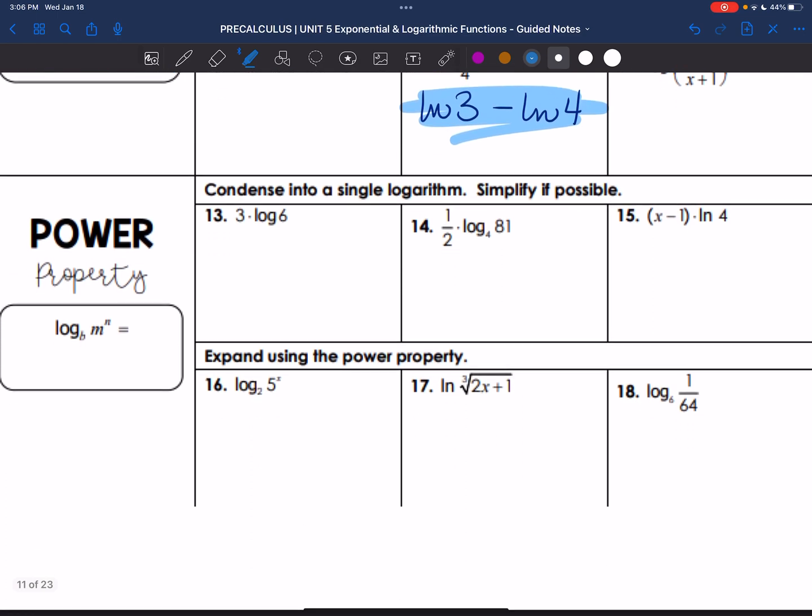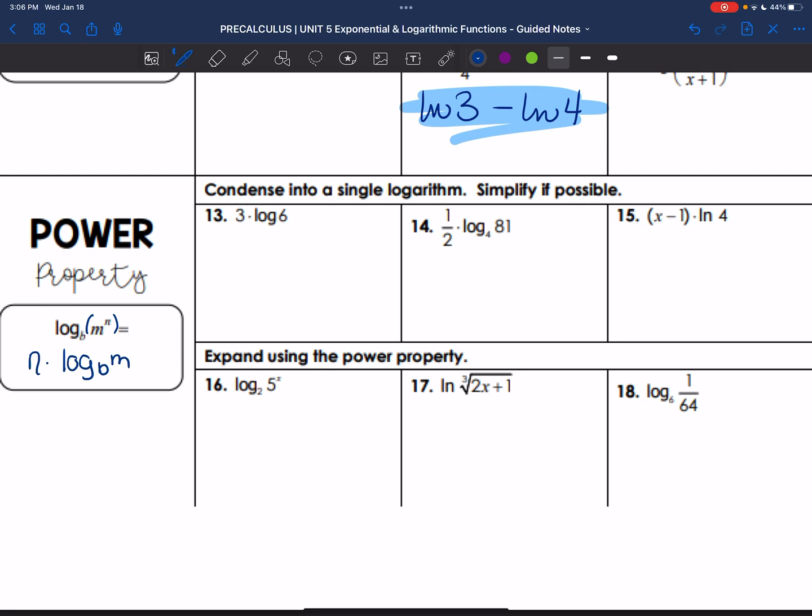Last of all, let's look at our power property. The power property says that if you have log base b of m, and that n is the power of your argument, then that's really the same thing as taking n times the log base b of that argument. So if we wanted to condense this, here's how that might look.